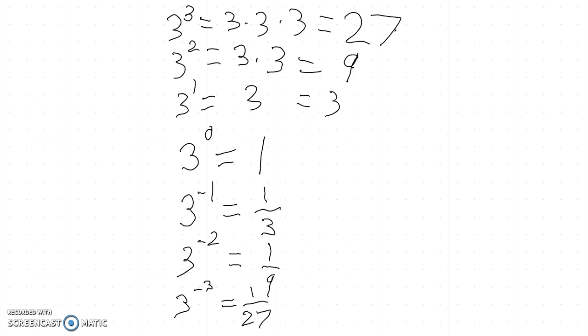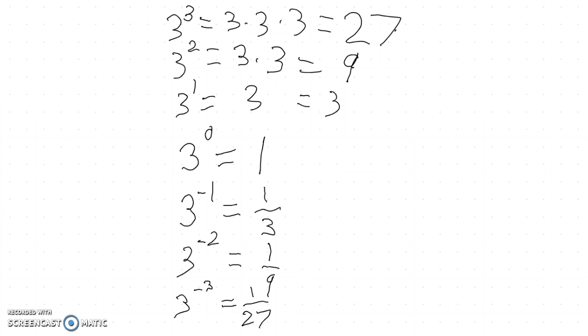Interesting thing to notice that if 3 to the 3 is 27, 3 to the negative 3 is 1 over 27. Notice that none of these answers are negative numbers. You're not going to get negative numbers with exponents. If you start with a positive number, you're only ever going to get positive numbers. You might get fractions, but you're not getting any negatives.